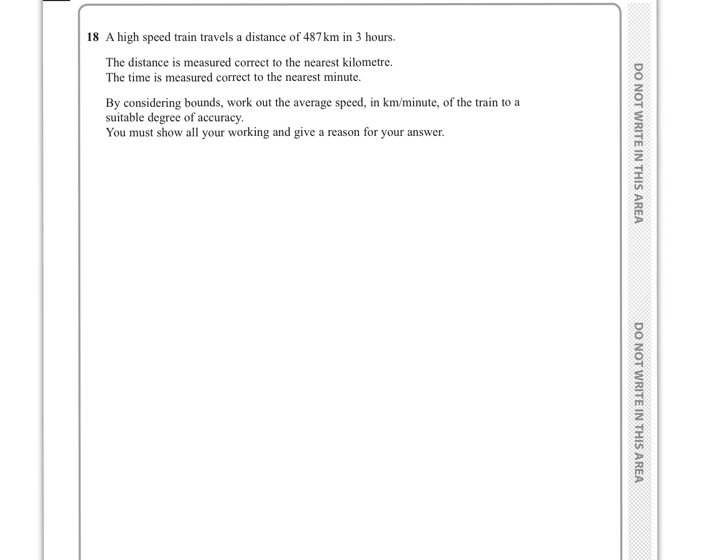Question 18. A high-speed train travels a distance of 487 kilometers in 3 hours. So we can convert that to minutes.